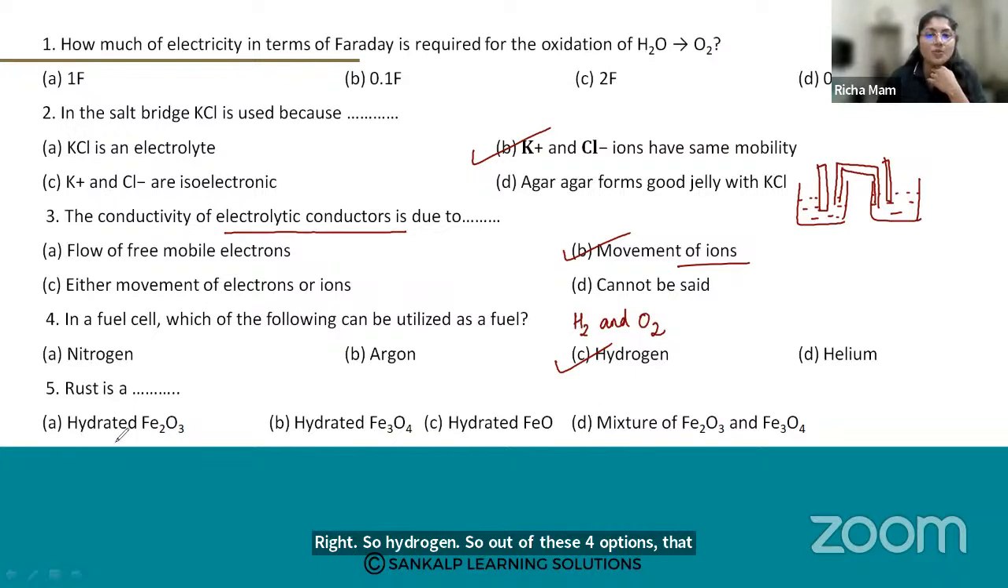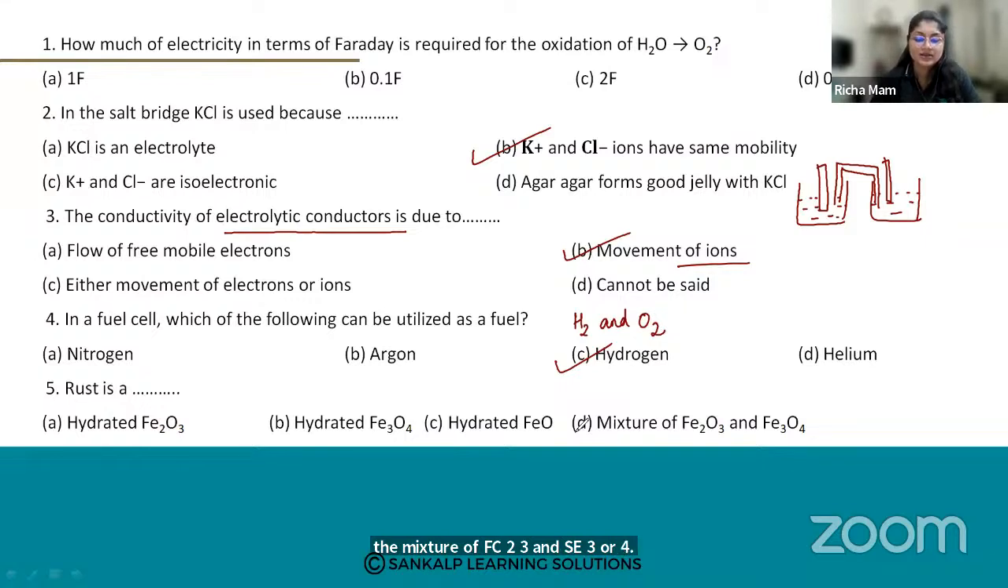Next question. What is rust? A, hydrated Fe2O3. B, hydrated Fe3O4. C, hydrated FeO. And D, a mixture of Fe2O3 and Fe3O4. What is rust?